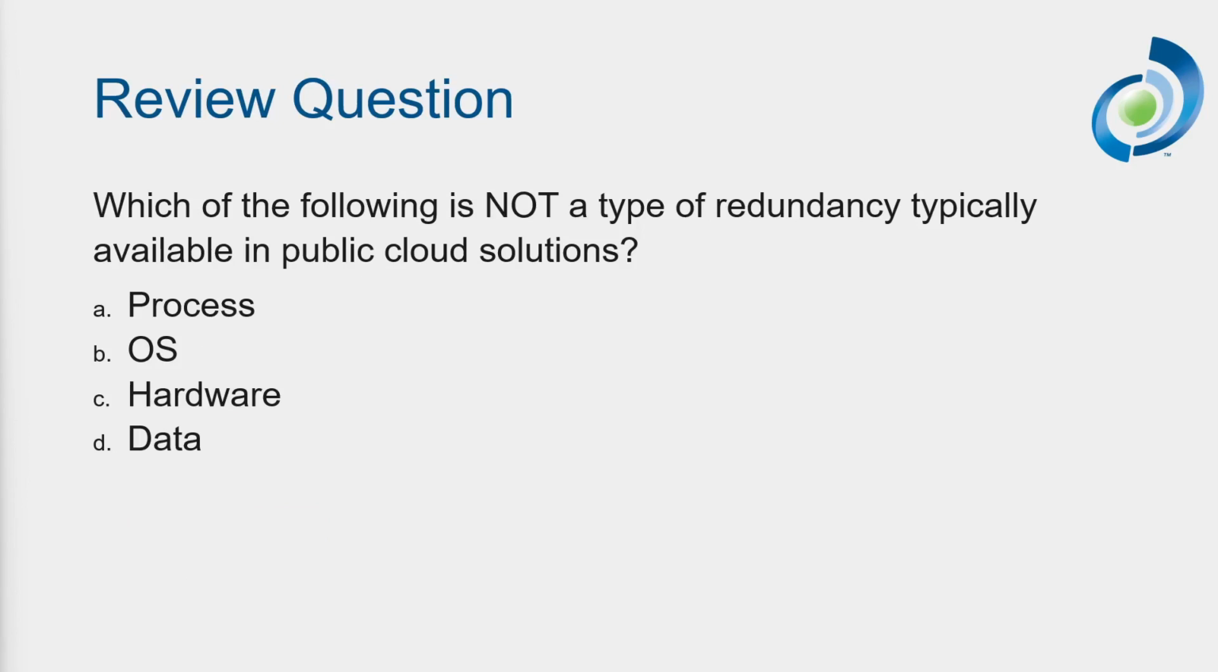Which of the following is not a type of redundancy typically available in public cloud solutions? This is operating system. You can definitely have redundant hardware. You can even have redundant servers, but the actual operating system is not going to be redundant.